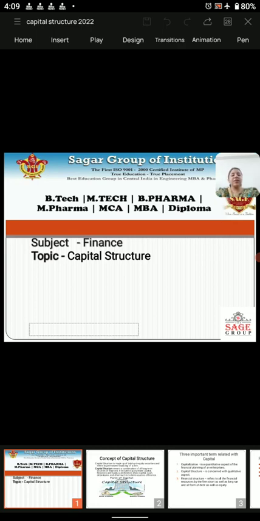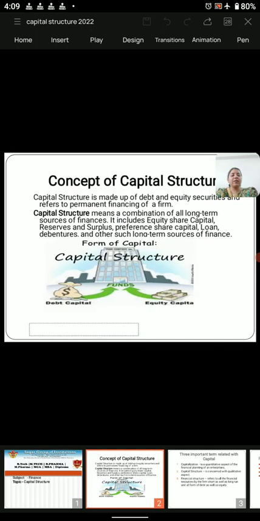Here I will discuss the concept of capital structure. It is a very important concept of finance. When I talk about capital structure, it is important to know the basic concept behind it. The capital structure is made up of various sources, but the main concept is that when the company has to raise funds for long term purposes, the company will make the capital structure.